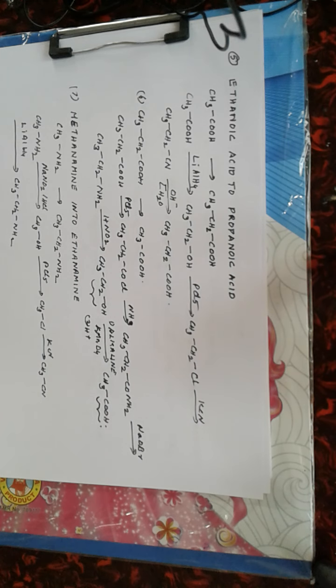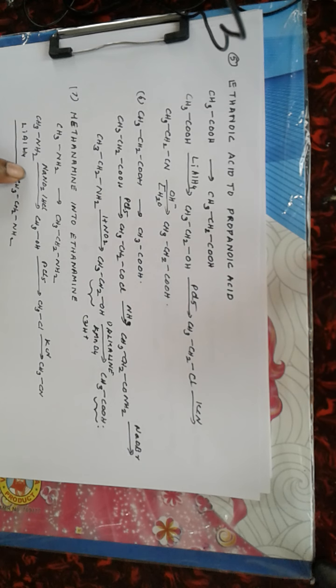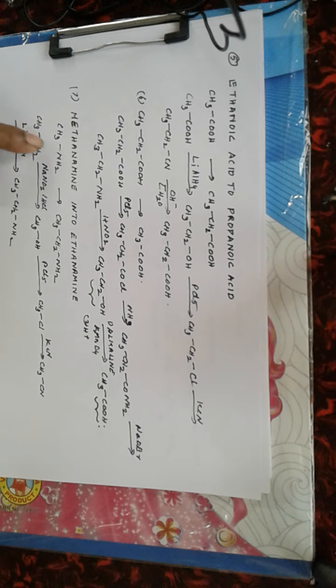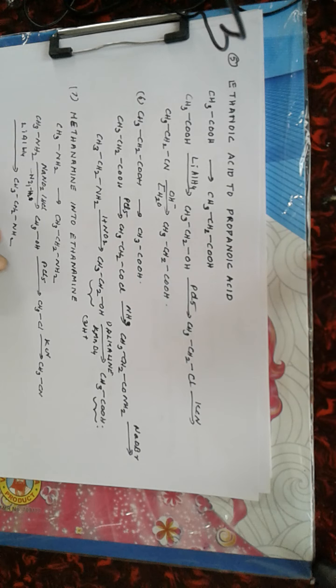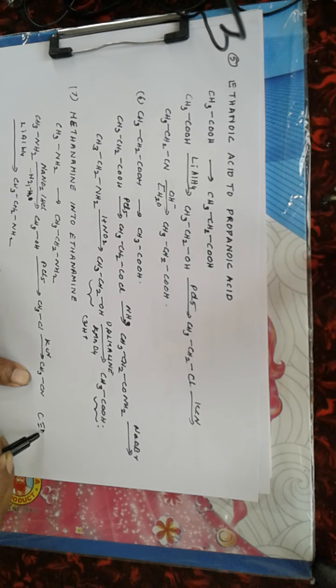Methanamine into ethanamine, ascending the series. First of all, methylamine is treated with sodium nitrite and HCl, that is reaction with nitrous acid, three compartments, CH3OH, N2 and H2O. Then reaction with PCl5, we get CH3Cl, then KCN, CH3CN. Lithium aluminum hydride reduction, CH3 C triple bond N is reduced to CH3CH2NH2. So we get ethylamine.